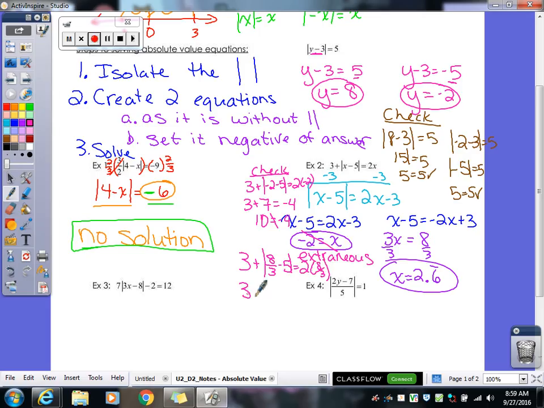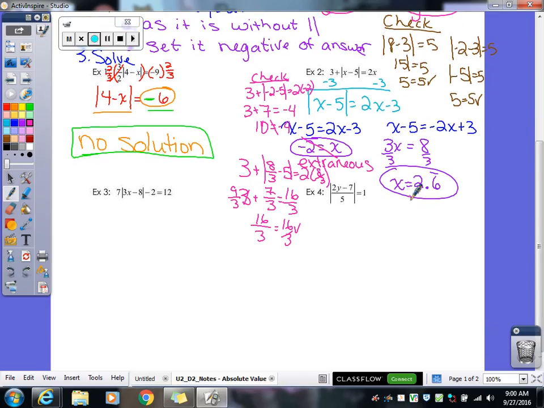So I have 3 plus 7/3. This would be a negative 7/3, but becomes a positive 7/3. And then this over here gives me 16/3. Now 3 is the same as 9/3, so now I can add my fractions and I get 16/3 equals 16/3. So that checks out. So our answer for that one is this. You can leave it as 2.6 repeating or 8/3.